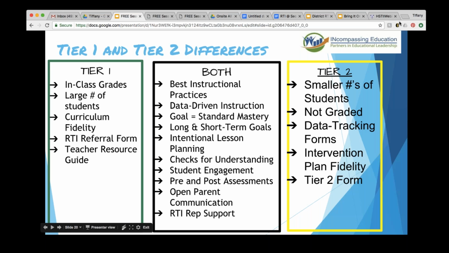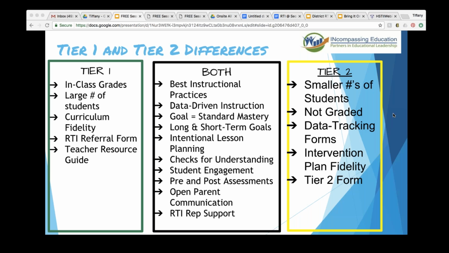So as we are looking here at Tier 1, well, Tier 1 is great because it includes in-class grades. Of course, you're giving grades to students at Tier 1. That's what we do so that we can notify parents of how their students are doing in class. You also are going to have a larger number of students at Tier 1. Again, Tier 1, curriculum fidelity. You must utilize all of the components within your curriculum in order to implement that curriculum with fidelity. That will help with making those educational decisions about what's going on at Tier 1 that then also transfers over to Tier 2 and Tier 3 and all of the aspects of your RTI system.